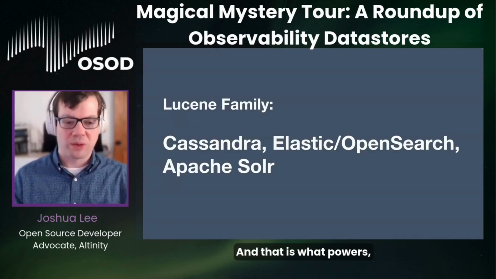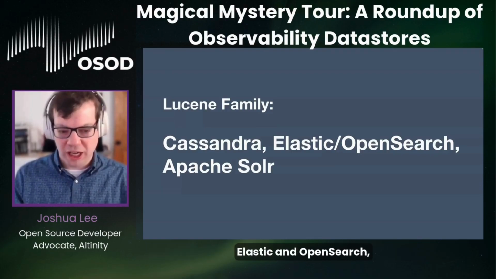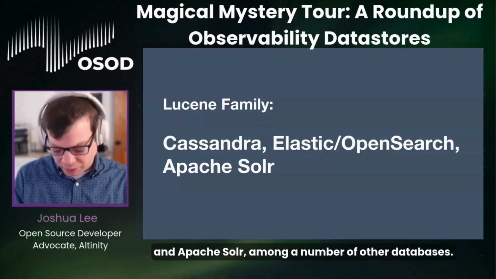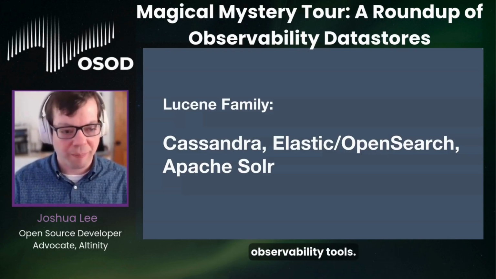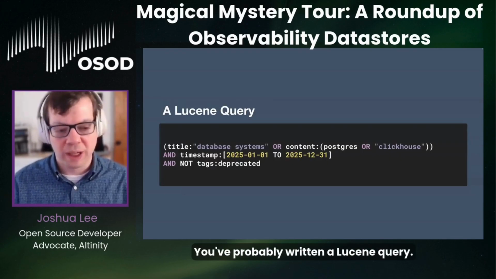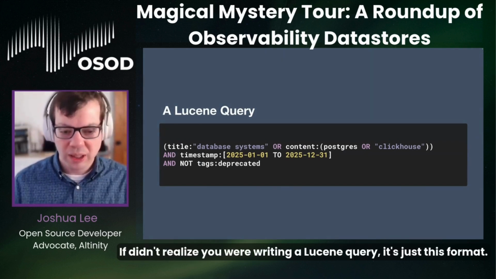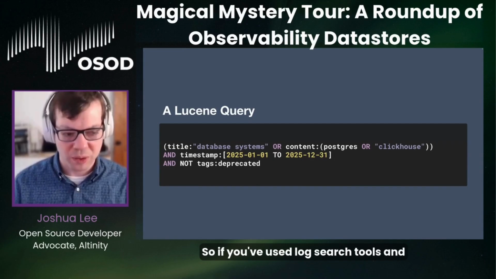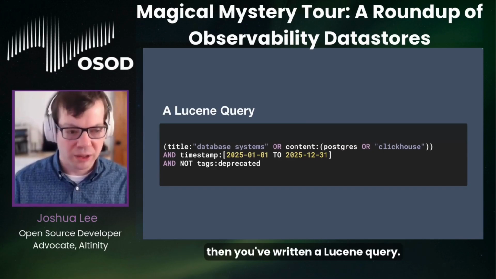And that is what powers, as I said, the Lucene family, which includes Cassandra, Elastic and OpenSearch, and Apache Solr, among a number of other databases. It's also used inside some proprietary observability tools. You've probably written a Lucene query, even if you didn't realize it. If you're used to log search tools in a lot of observability tools, or if you've used OpenSearch or Elasticsearch, then you've written a Lucene query.